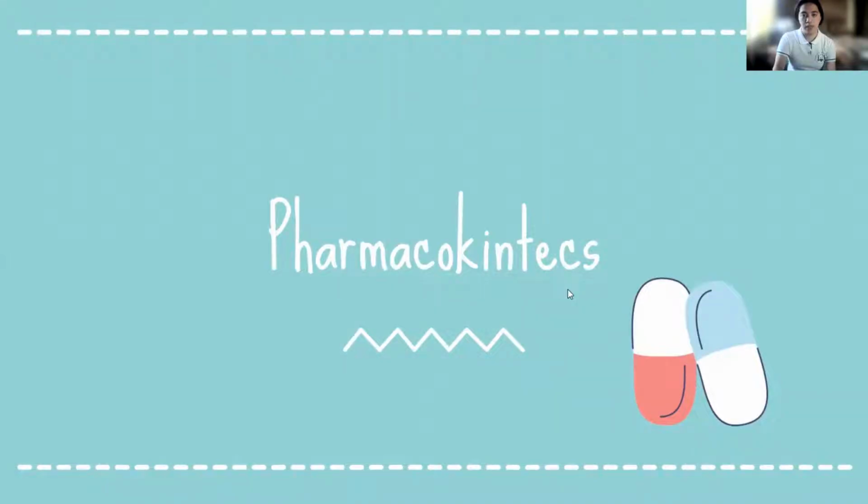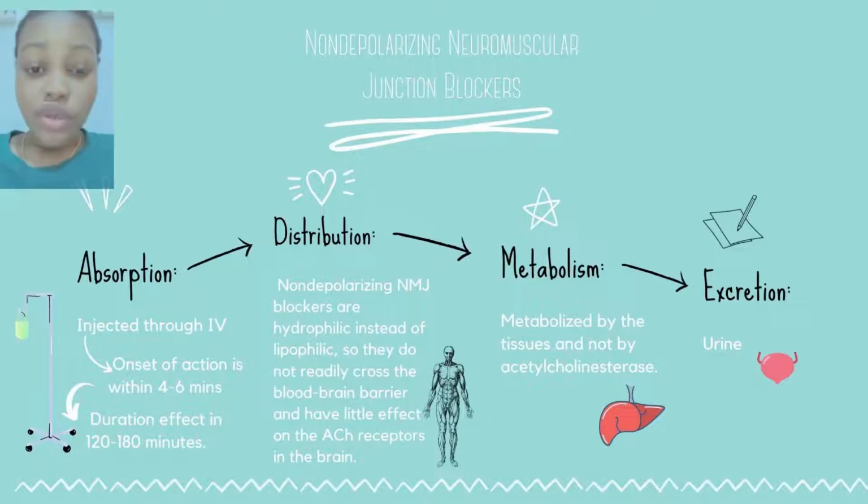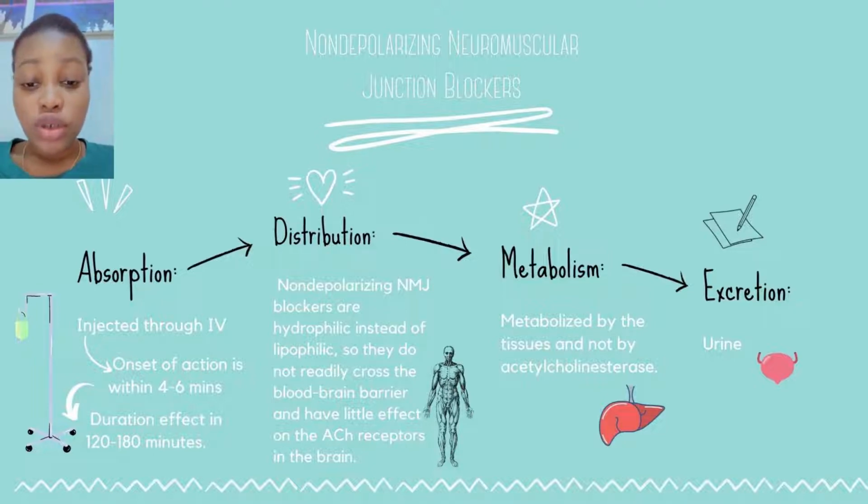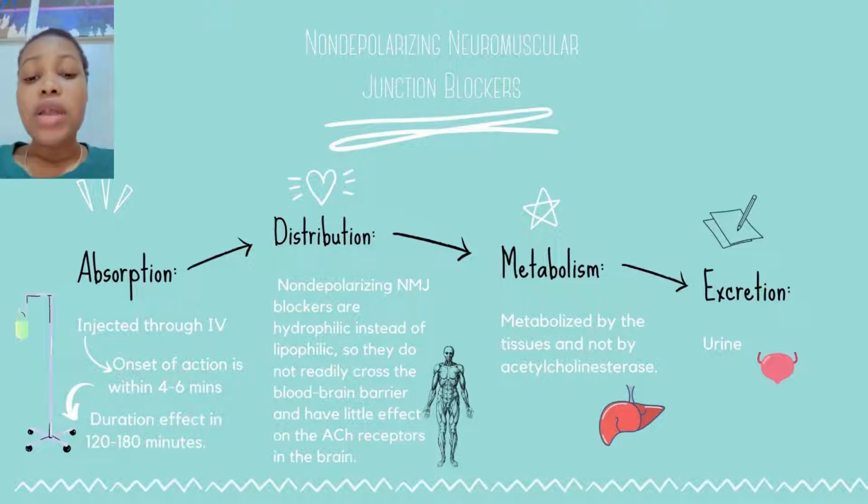For the pharmacokinetics, this involves the absorption, distribution, metabolism, and excretion of a certain drug. This will be reported by Ms. Favor. Okay, so on to the pharmacokinetics. We have the non-depolarizing neuromuscular junction blockers. First of all, it is absorbed through an IV injection and has an onset of action within 4 to 6 minutes.